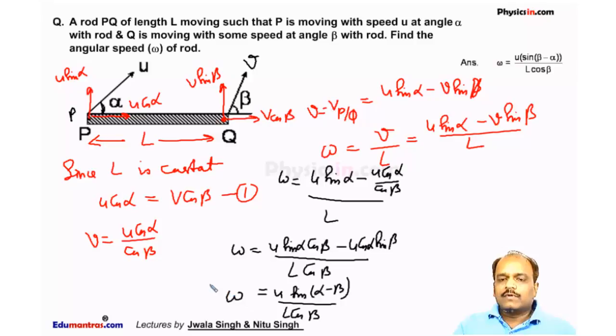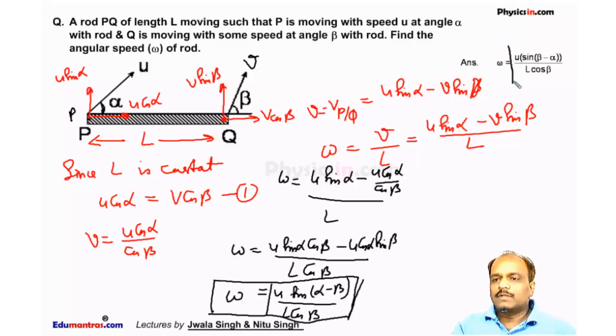This is the angular velocity of the rod, and this is clockwise. If alpha minus beta is positive, then it is clockwise. If alpha minus beta is negative, then it is anti-clockwise. So we can say omega is the mod of this. Mod of this will give me the angular velocity in radian per second.